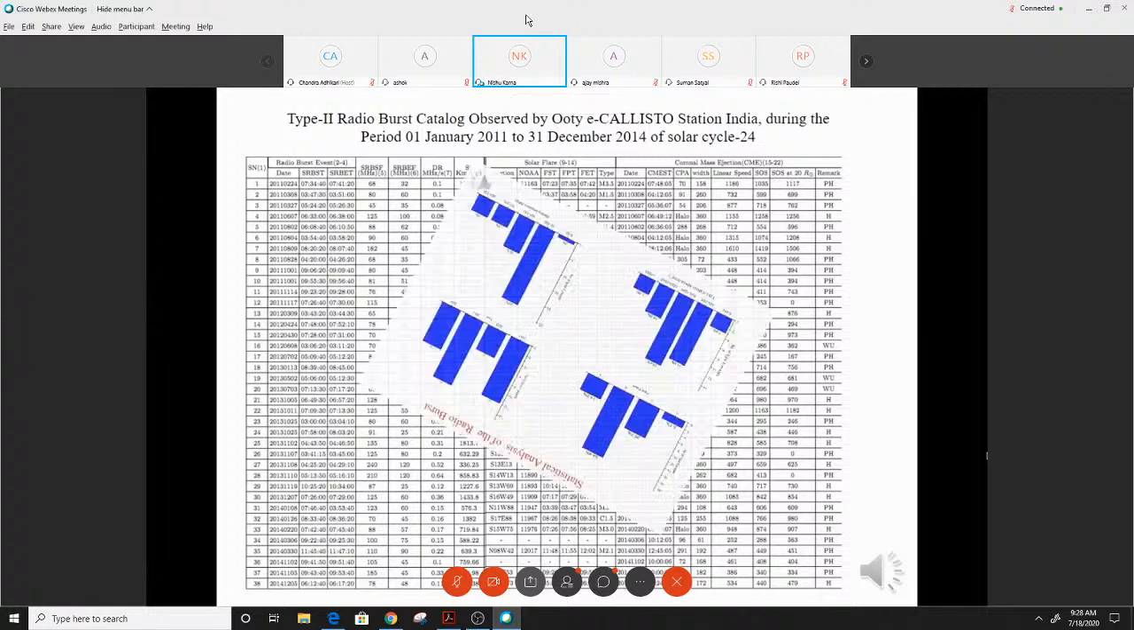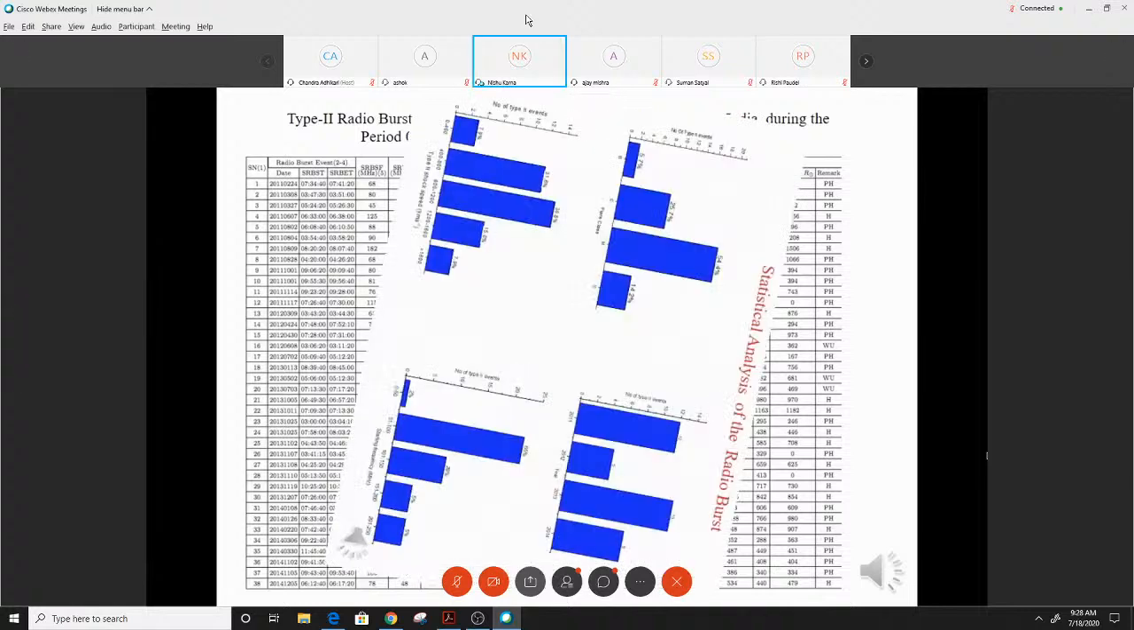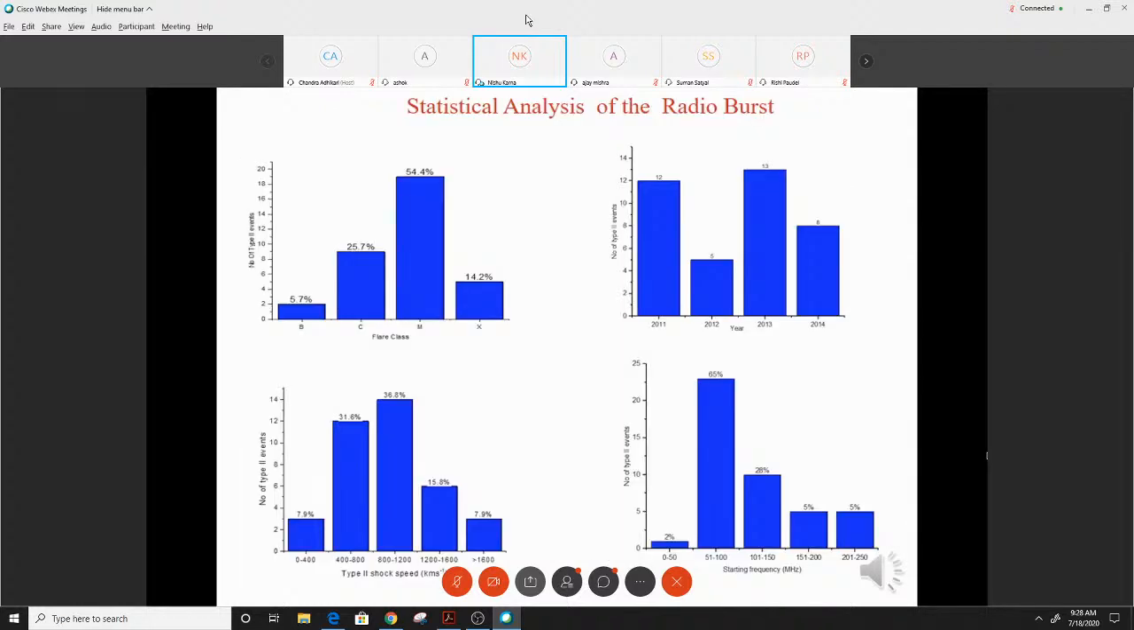Now I come to the statistical analysis of the radio bursts. From the bar diagram, we came to the following conclusions. M class flares have the dominant role, about 54.4%. More type 2 events occurred during 2011 and 2013, though the solar maximum was at January 2014. Type 2 shock speed mainly varied from 400 to 1200 km per second, about 68%. And most of the type 2 radio bursts have a starting frequency between 51 and 100 megahertz, about 65%.